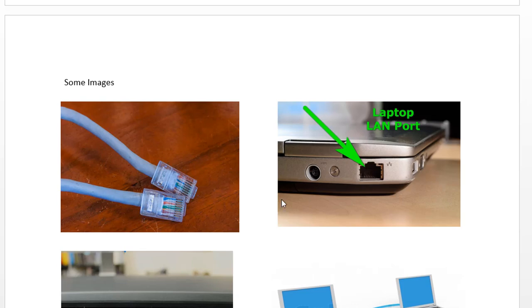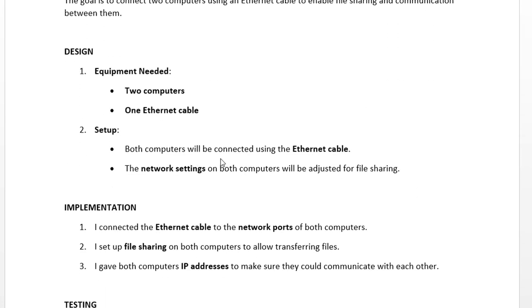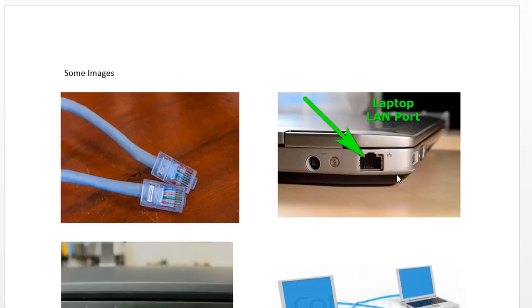Now, where is the port of the computer? Which port in the computer are you using to plug in this Ethernet cable? So this is it here. I hope the image is clear. Good. So if you're having a computer and you are seeing this type of port there, just know that it's for an Ethernet cable, a cable for internet connection. Nice. So both computers will be connected using an Ethernet cable. The network settings on both computers will be adjusted for file sharing. Exactly. Don't think that when I plug one end of the cable on computer A and the other end on computer B, they are going to communicate directly.